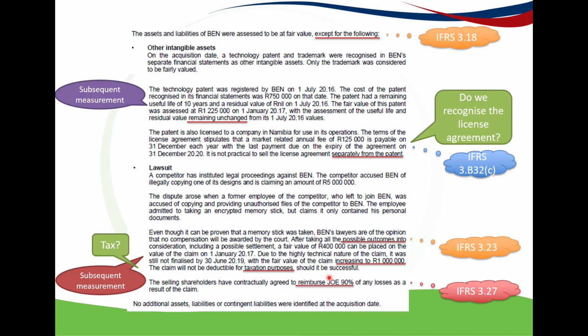What about tax? It will follow the same tax treatment as the underlying item, in this case the liability. So no tax will be required to be recognized. And then no additional assets, liabilities or contingent liabilities were identified. So now we know they've provided us with all the information at acquisition. So we are now in a position to calculate the goodwill at acquisition, but also we shouldn't forget that some of the fair value adjustments at acquisition give rise to subsequent measurement adjustments, which we should keep in mind when we are required to do journals or a statement.